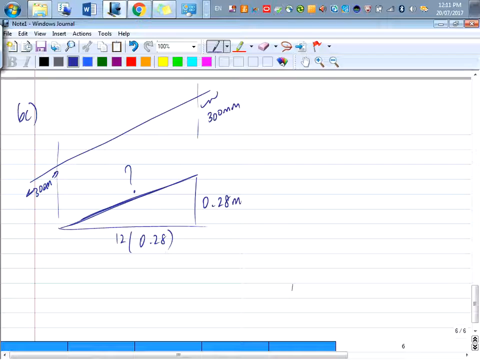Then the length of the handrail must be 0.28 times 12 plus 300 millimeters. You need to convert. So convert to meters. 300 millimeters is 0.3, plus 0.3. Get the answer in meters.